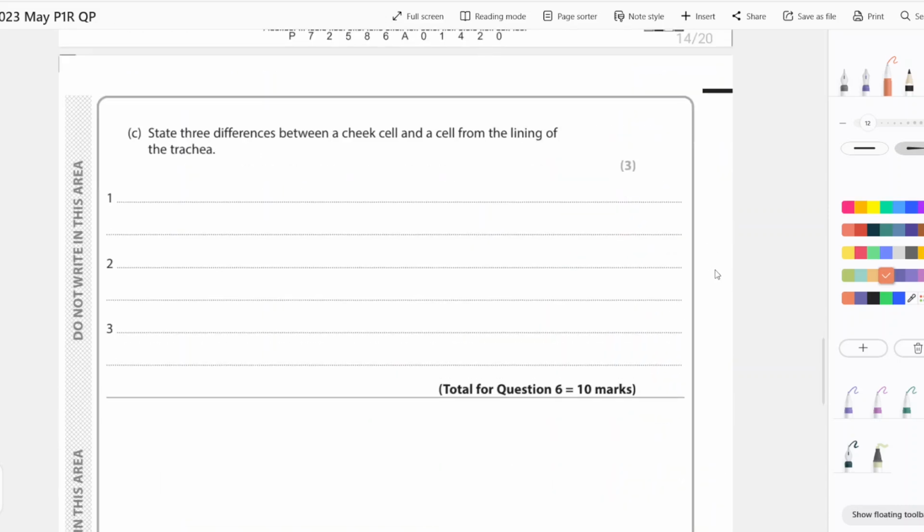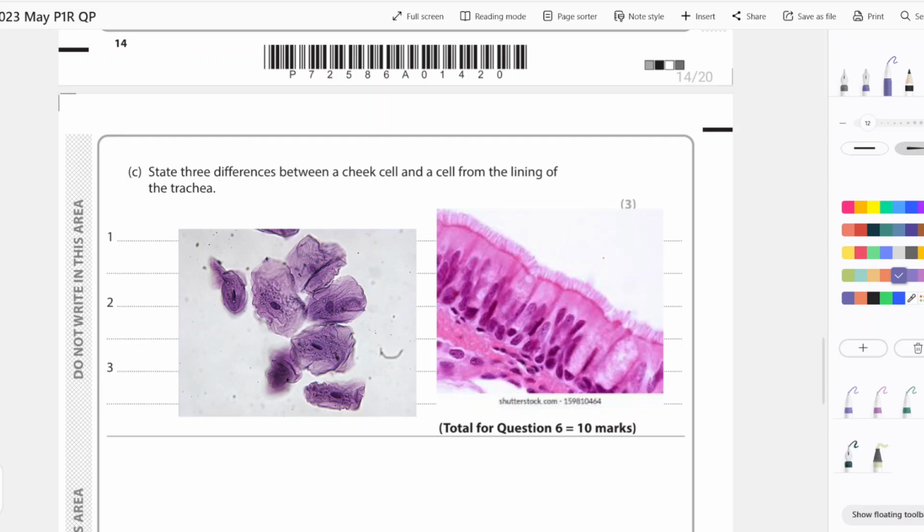State 3 differences between a cheek cell and a cell from the lining of the trachea. All right, so on the left we have some cheek cells. On the right we have the cells that line the trachea. One difference is that the cheek cells are more irregularly shaped, whereas the cells in the trachea, you can kind of see them here, are more rectangular, or more oblong.